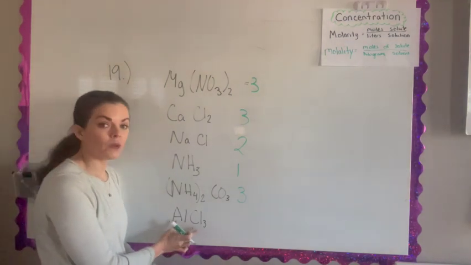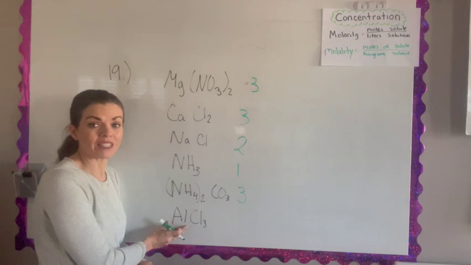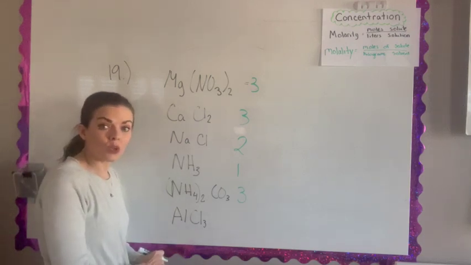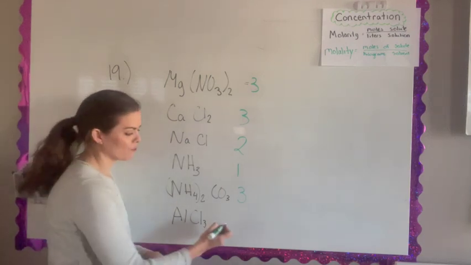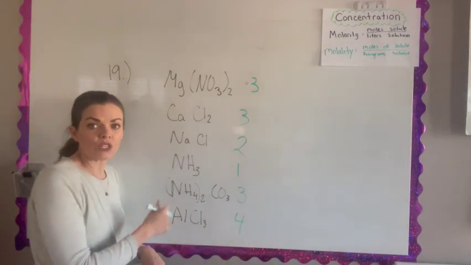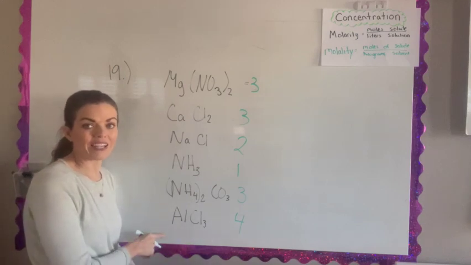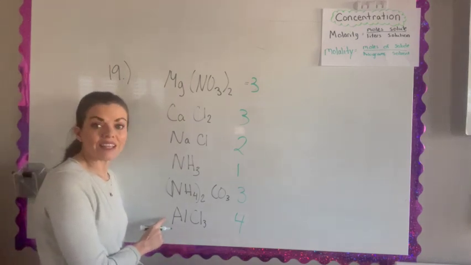And then aluminum chloride actually has 1 aluminum, and it splits apart because it's a metal, and 3 chlorine ions, so that is a total of 4. So the salt or the compound that would lower the freezing point of the water the most is the one that has the highest i value, and that is aluminum chloride.